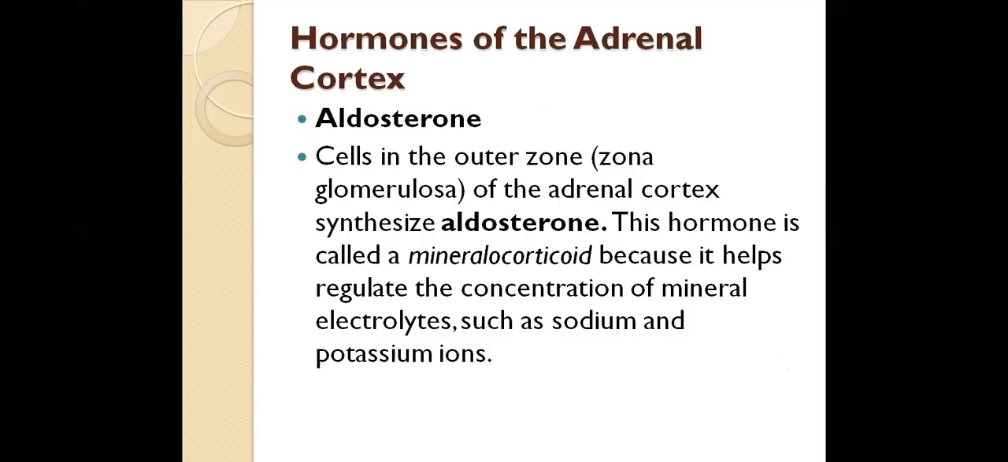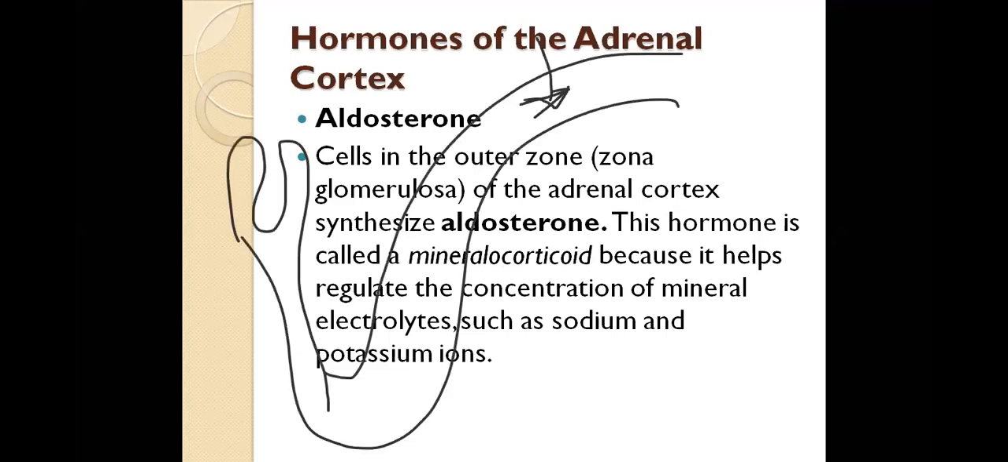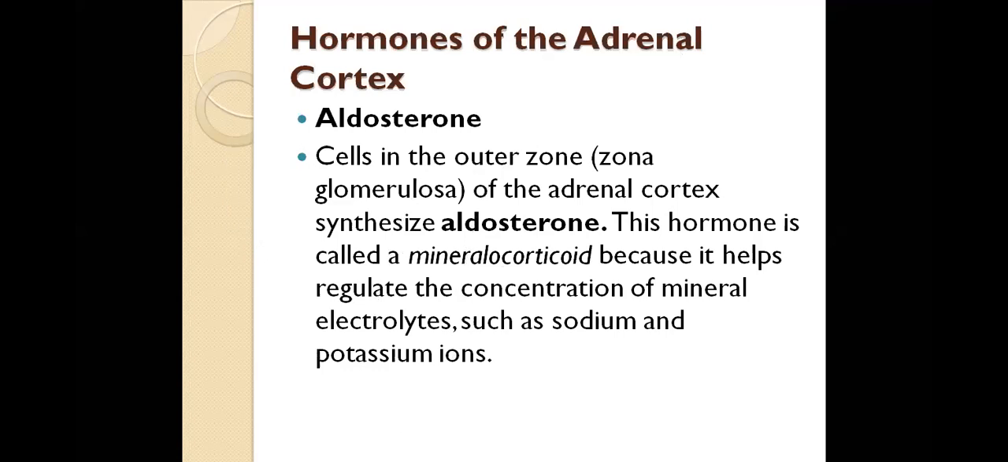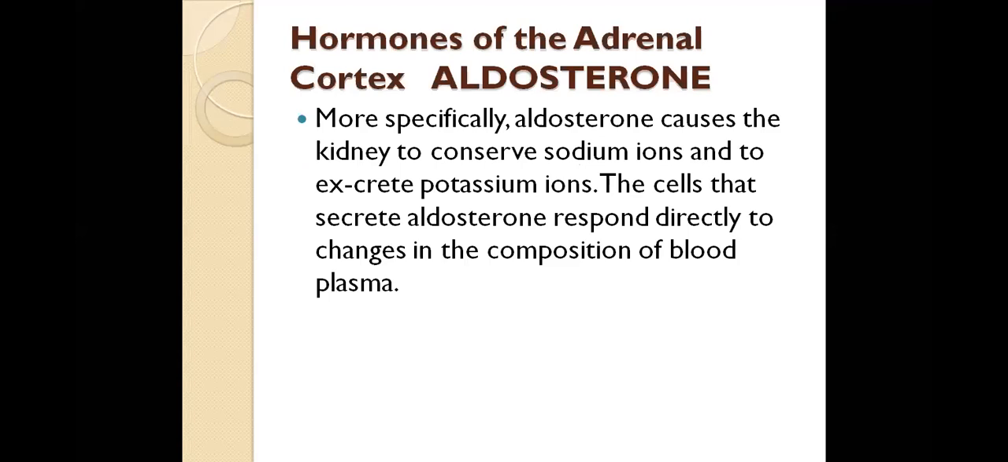Now let's move on to the hormones of the adrenal cortex, talking about aldosterone first. The cells in the outer zone, the zona glomerulosa of the adrenal cortex, synthesize a hormone called aldosterone. This hormone is called a mineralocorticoid because it helps regulate the concentration of mineral electrolytes such as sodium and potassium ions. If you remember, we saw this in the nephron, in the DCT. Under the influence of aldosterone, we absorb sodium and secrete potassium. So it is maintaining salt balance. More specifically, aldosterone causes the kidney to conserve sodium ions and to excrete potassium ions.